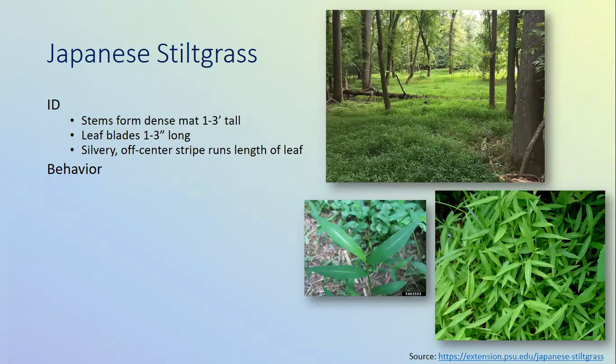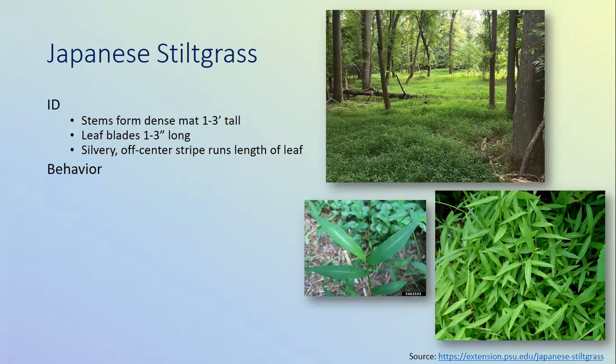All right, next is Japanese stiltgrass, which is probably my second least favorite invasive species. This one is just everywhere. I tell everyone that I come in contact with, I would not be surprised if this is going to be the new Kentucky bluegrass in a couple of years. It's just spreading out of control. And you'll see exactly why it's so hard to manage.